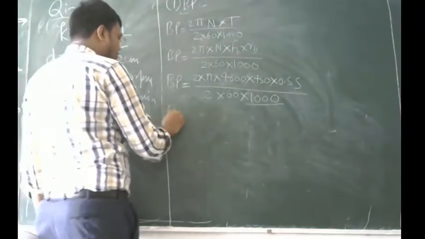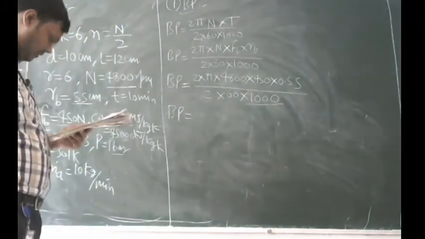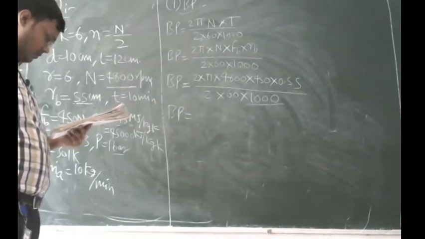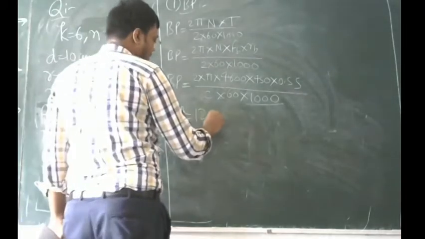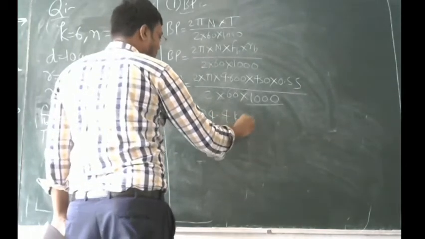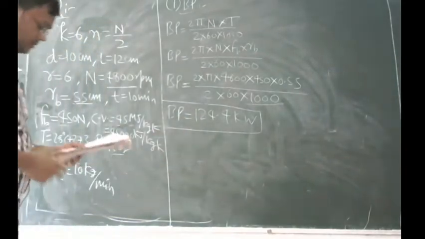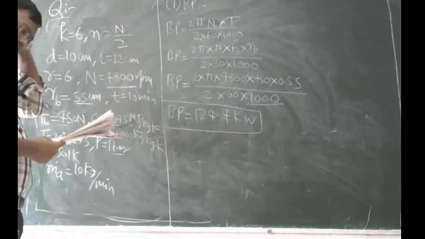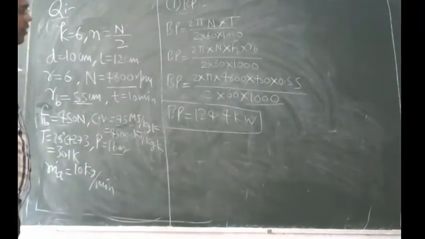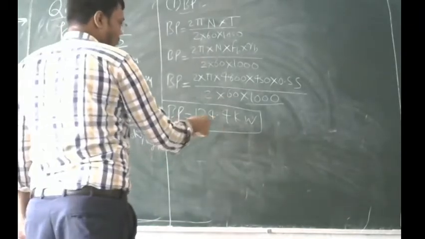Okay. So when you calculate this value, you will get the answer equal to 124.4 kilowatt. Okay. So this is the first question. Now we got the brake power here, which is equal to 124.4 kilowatt.